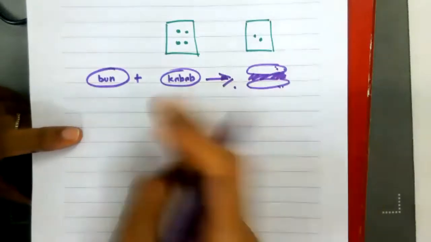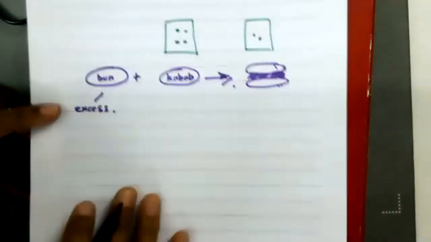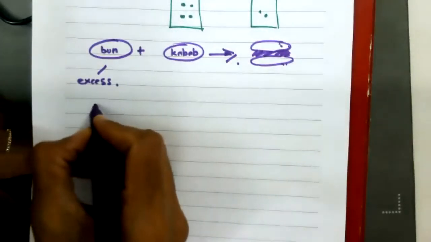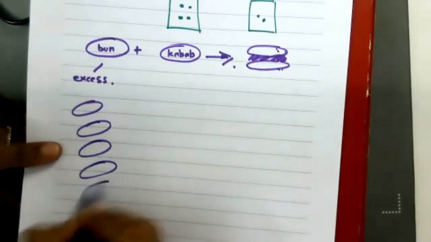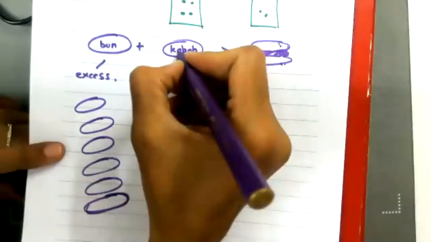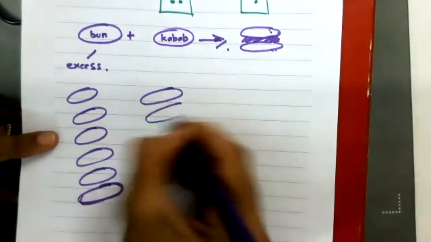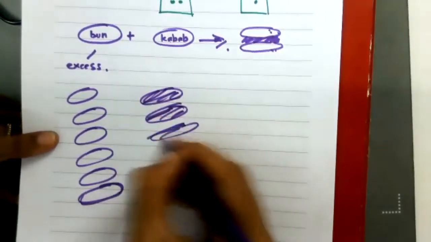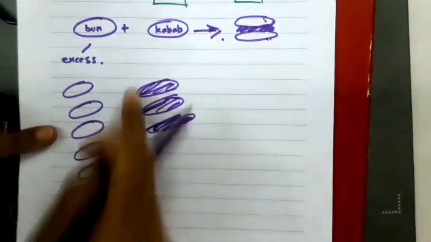Now I am saying that bun is in excess. Why? Because let's suppose I have 6 buns. I have a lot of buns, but I have very less kebab. For example, let's say I have 3 kebabs. I am shading the kebabs so that you can differentiate. These are the buns, these are kebabs.